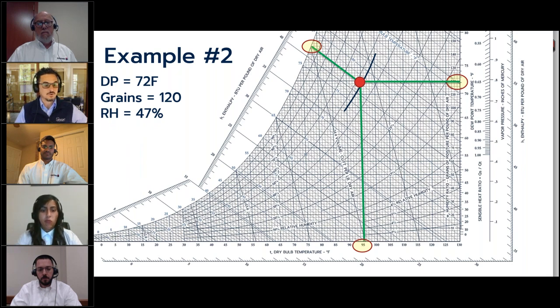Now, one thing to point out, you would think at 47% relative humidity, it would be a pretty dry, comfortable day. It is not. So that's why RH kind of fails in determining the actual humidity in the air. We're going to look at that in the next section.